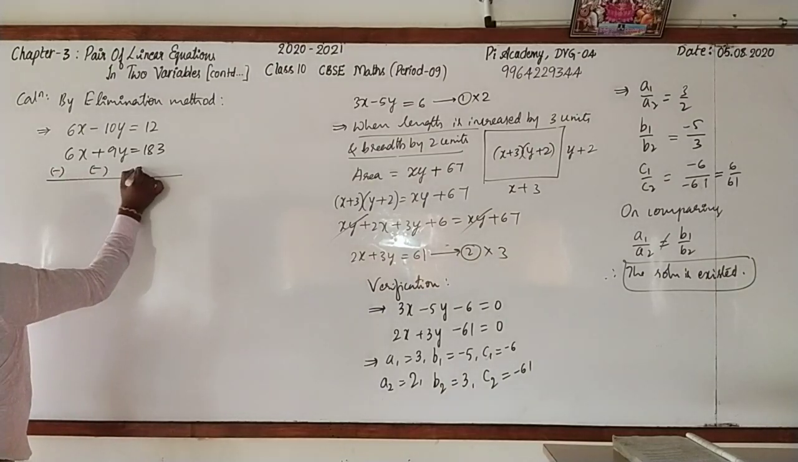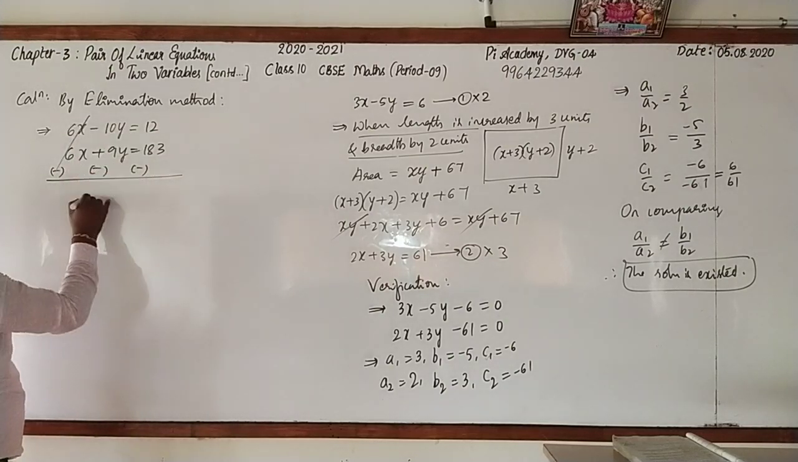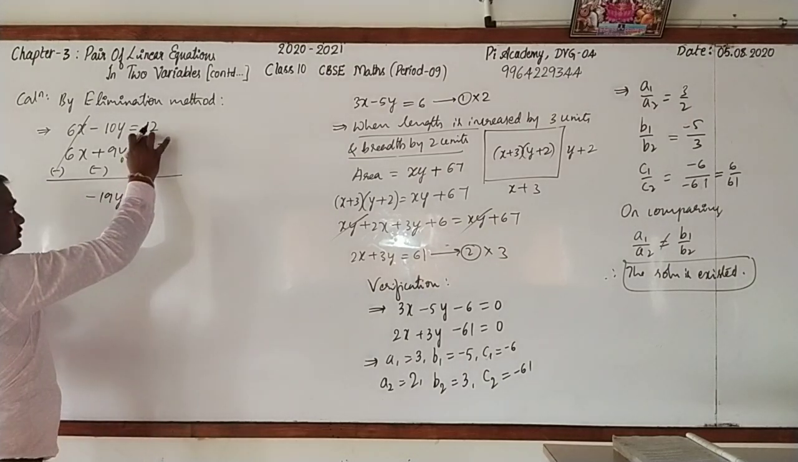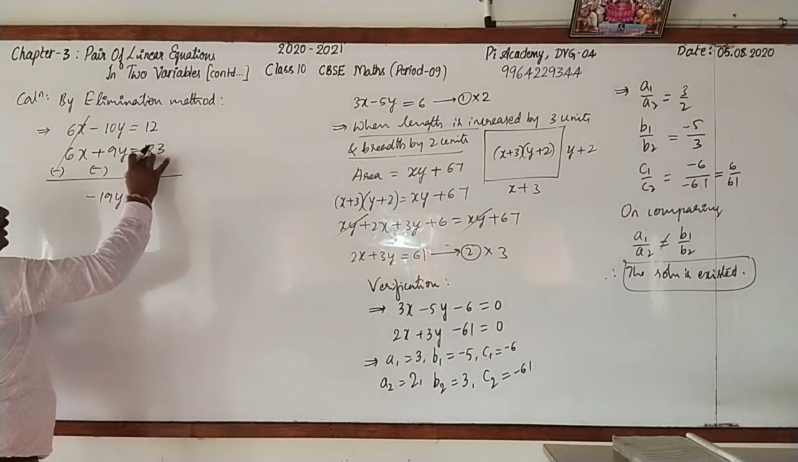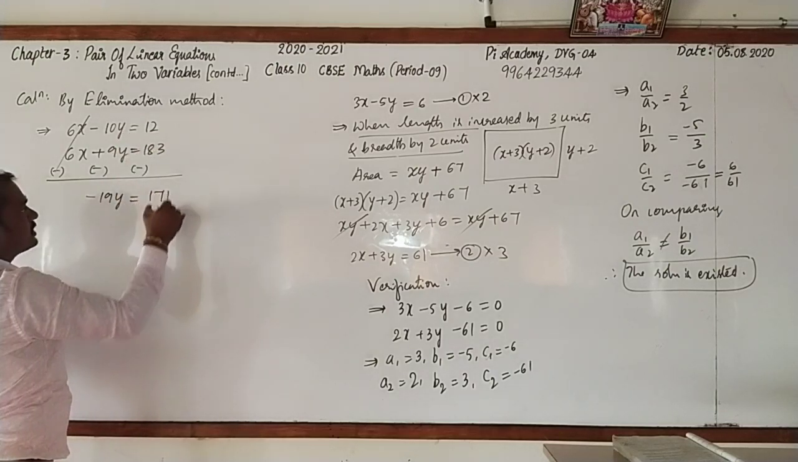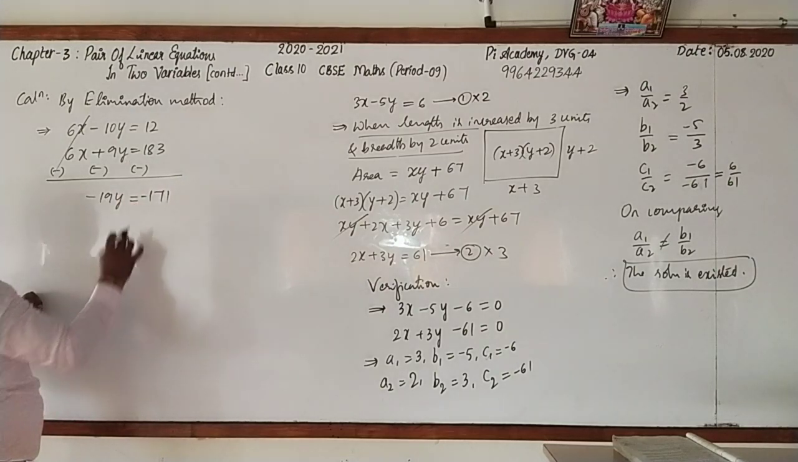Minus, minus, here minus. It cancelled. Minus 10y minus 9y, minus 19y, it's equal to 180, 12 minus 183. It is 171. That is, see that the greater number has the minus sign, minus.